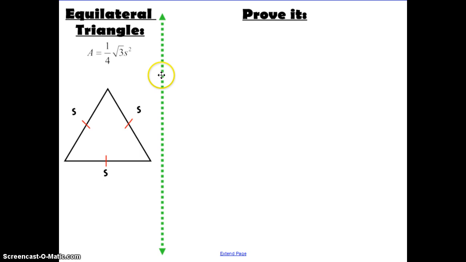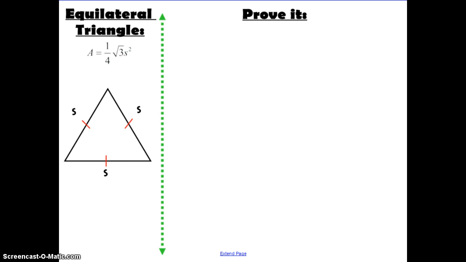So first we want to look at the formula for an area of equilateral triangle. The formula is A equals 1/4 times the square root of 3 times s squared. Now I know that looks complicated, but remember, an equilateral triangle means that all the sides are congruent, so we have s to represent the side lengths.